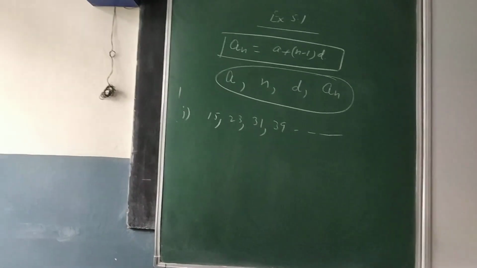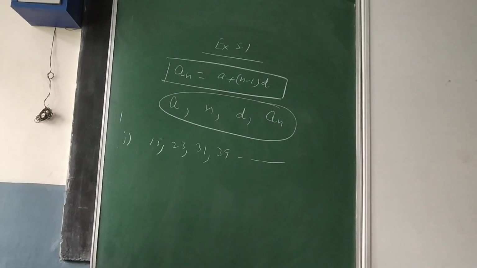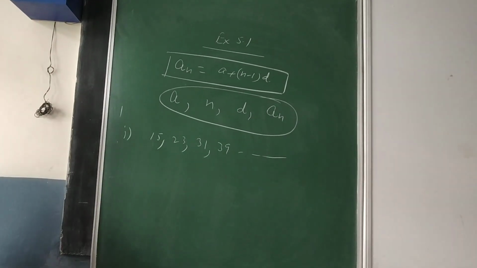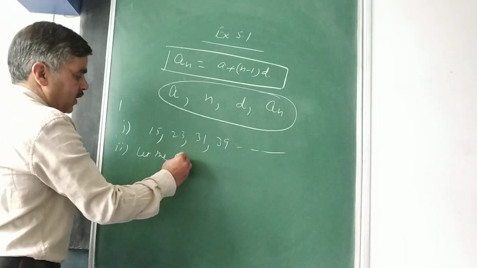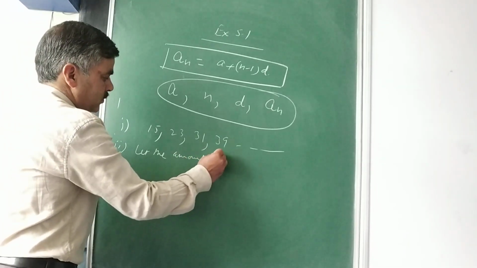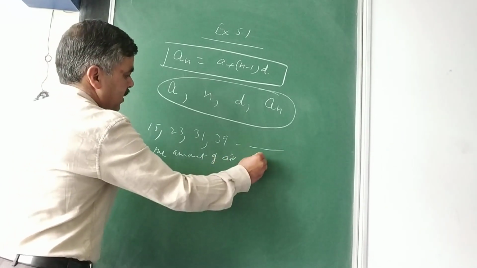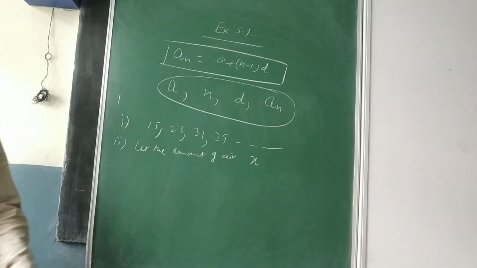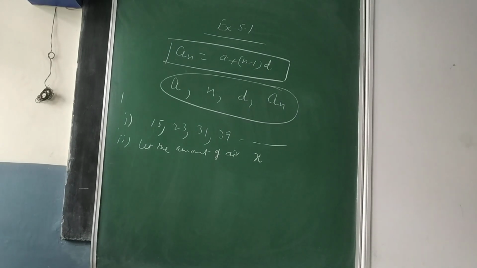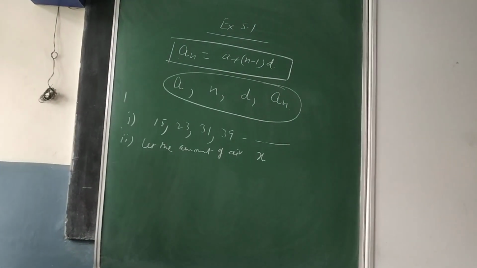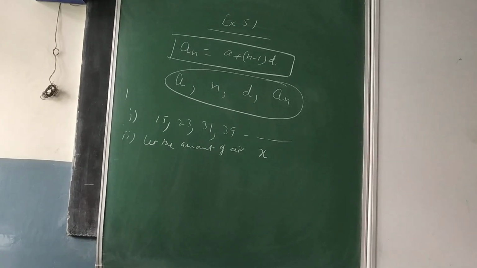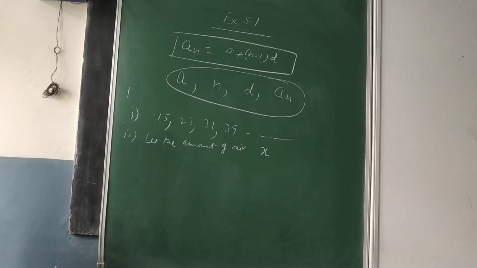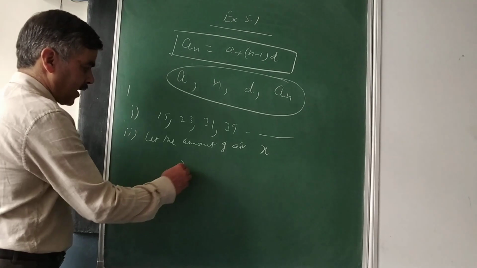Second is the amount of air present in a cylinder when a vacuum pump removes 1/4 of the air. So when it removes 1/4 of the air, let the amount of air be x meter cube in the beginning. I am saying the amount of air remaining after removal of 1/4. So the first term is your x.